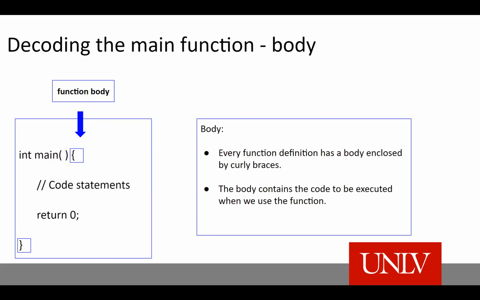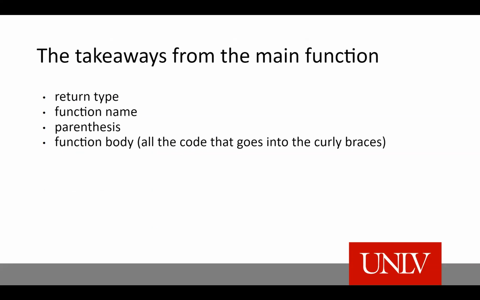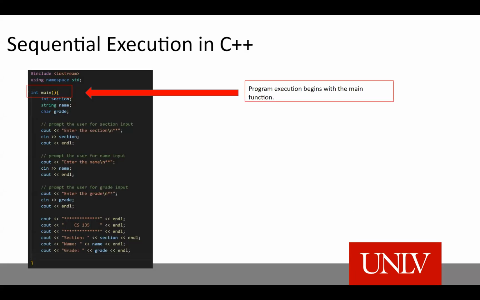So the four essential aspects of the main function, and functions in general, are: every function should have a return type, function name, parentheses, and a function body. All these four are a must whenever we write functions, and we have seen how these four are embedded into the day-to-day main function that we write. Now, we'll talk about sequential execution in C++.